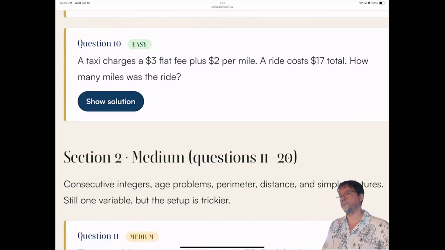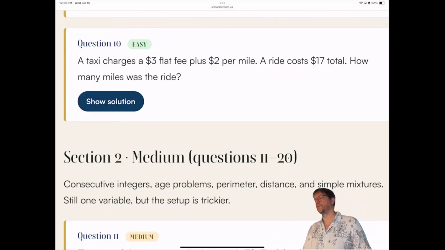Yeah. You need to build it in this way. 2M is 17 minus 3. Do you agree? Because I pass 3 to the other side. Yeah. 14. M is 14 divided by 2 because 2 is multiplying. 7. You said 5. Oh, 5. Okay?